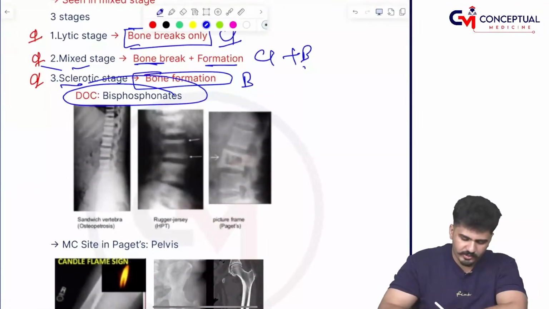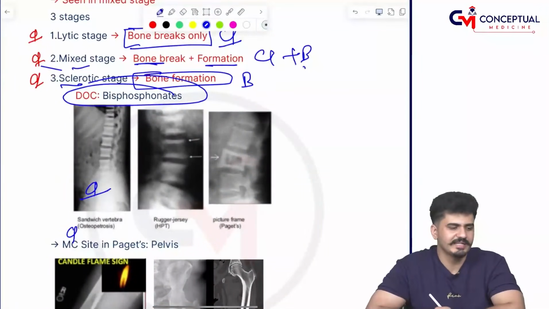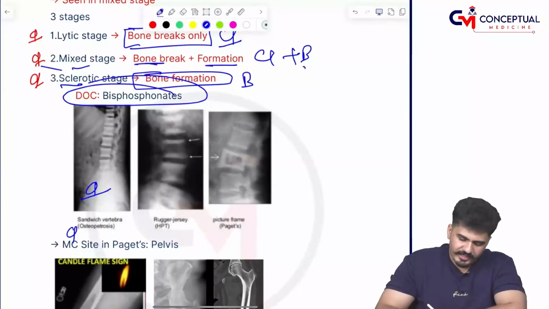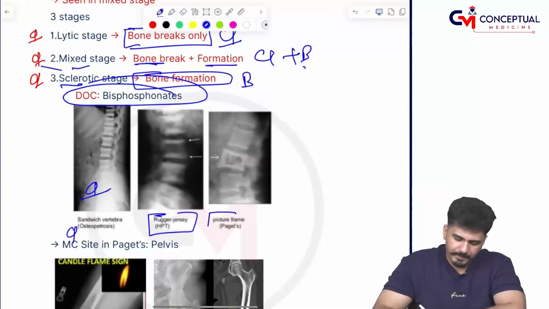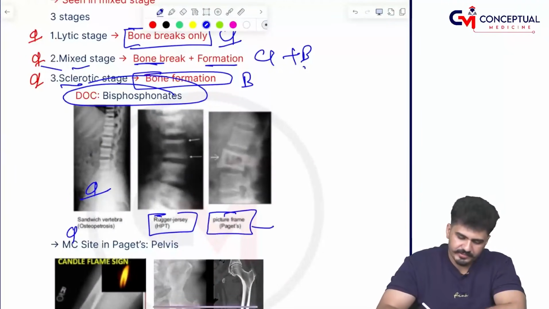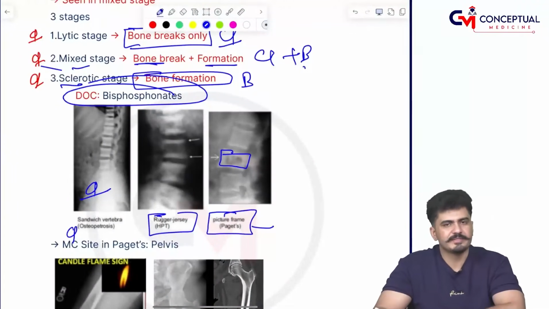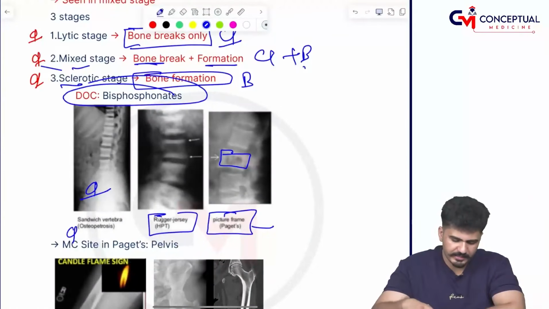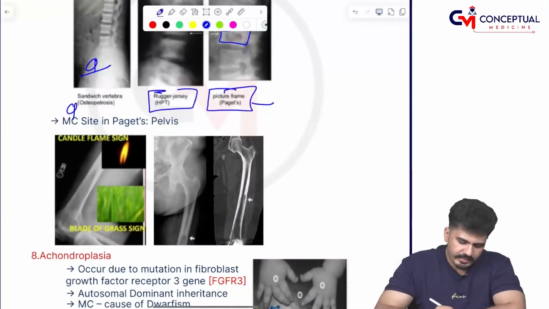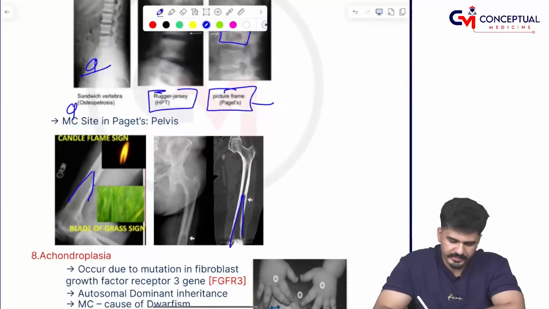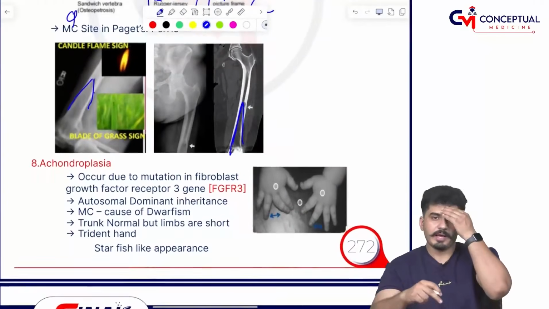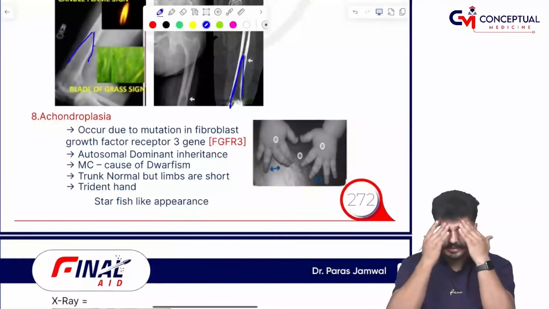Another finding in osteopetrosis, which is marble bone disease, is sandwich vertebra. Sandwich is also white sandwich. Done, sir. Now, rugger jersey spine is a feature of hyperparathyroidism, and picture frame vertebra is another feature of Paget's disease. These are the extra findings. Plus, in Paget's disease, you are going to see the grass blade sign, or flame sign, or flame shape, like fire.